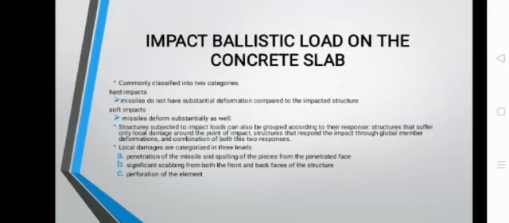Local damage is categorized in three levels. A. Penetration of the missile and spalling of pieces from the penetration phase. B. Significant scabbing from both the front and back face of the structure. And C. Perforation of the element.